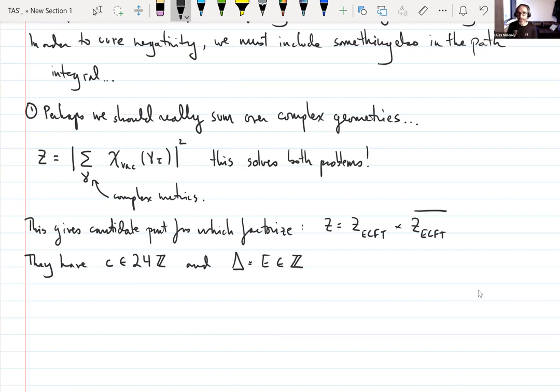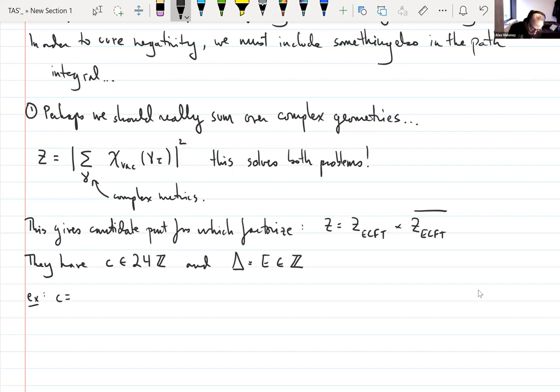Exercise: show that in any chiral CFT, that is to say a CFT whose partition function is a holomorphic or a meromorphic function of tau, the central charge is a multiple of 24 and the energies are integers. Energies being integers is easy. Central charge being a multiple of 24 is less easy. But let me just give you an example of one.